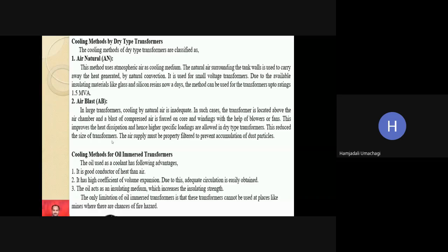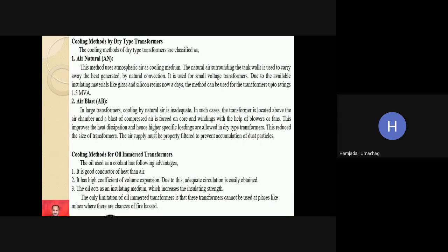Okay, this improves the heat dissipation and hence higher specific loadings are allowed in dry type transformers. By doing this, we can carry a huge amount of heat, which means we can load the transformers to a large loading condition, because as and when we increase the load, automatically losses will be more, and heat will be more. Whatever heat is developed gives rise to temperature that has to be carried out safely, because if the heat stays inside the transformer tank itself, it is going to cause insulation damage and all.